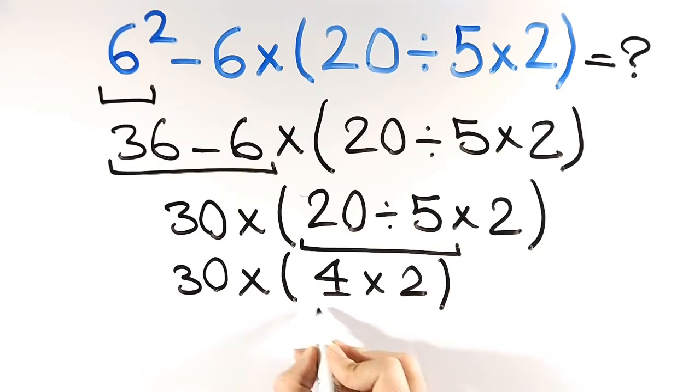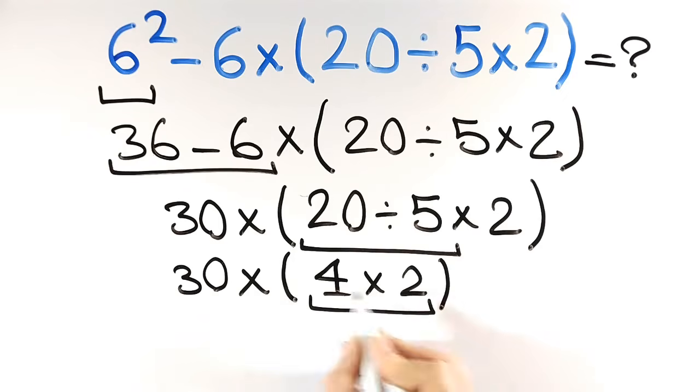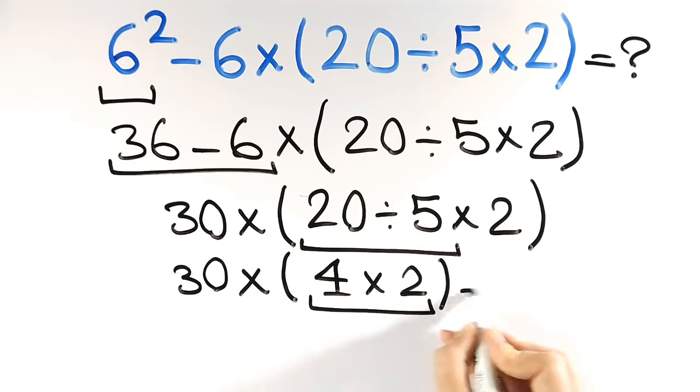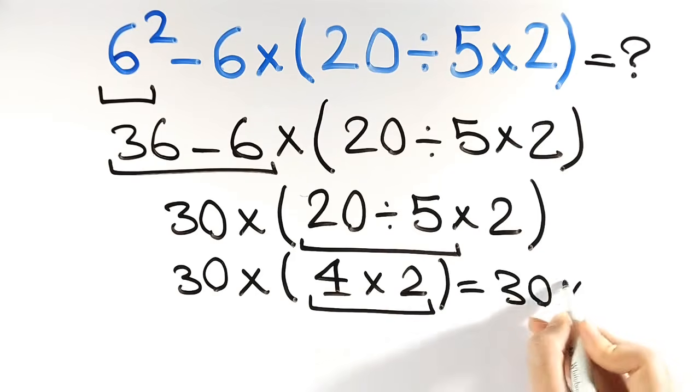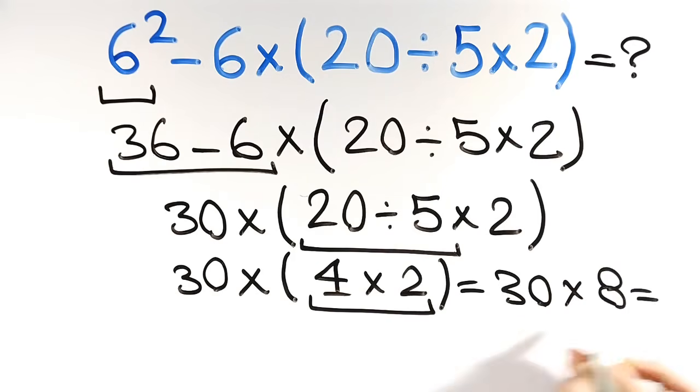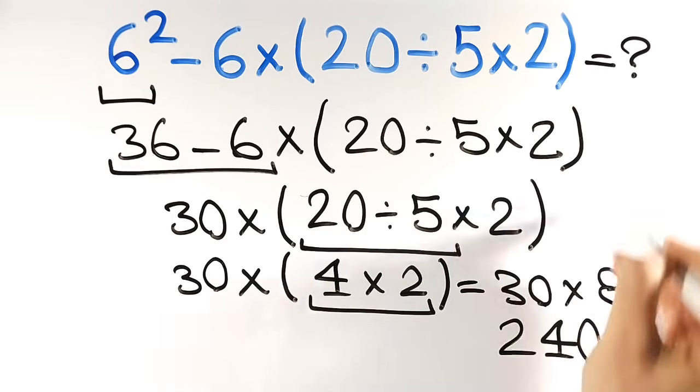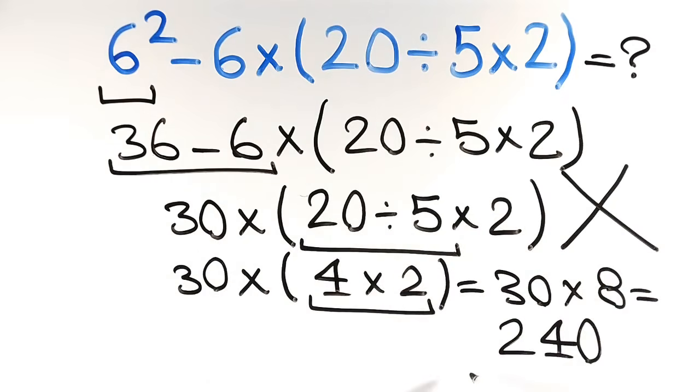And the final step, they go for the multiplication between 4 and 2 and write this expression as 30 multiplied by 8, which finally gives them the answer 240. However, this answer is absolutely wrong.